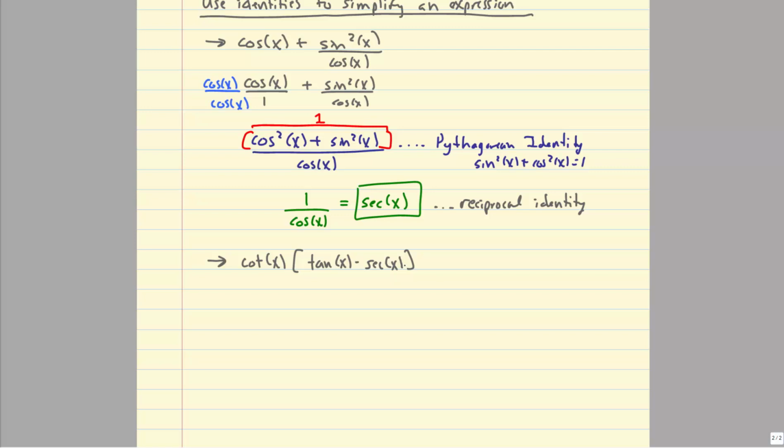Now this one, as we're simplifying, one strategy that we can use is we can take everything in the expression and convert it to sine and cosine. That way we're all kind of working on the same thing. So cotangent would convert to cosine of x over sine of x.